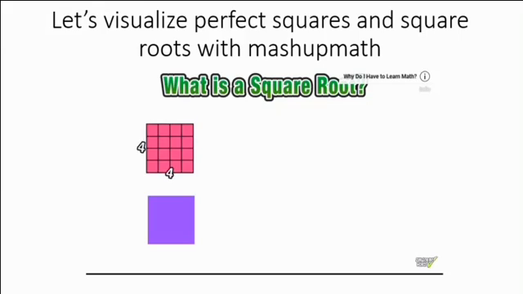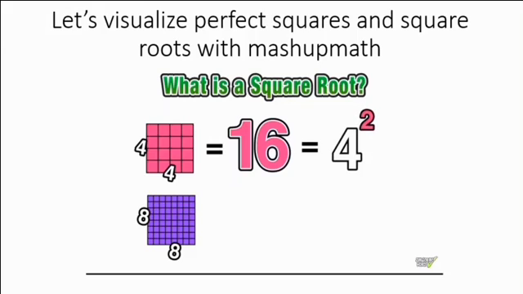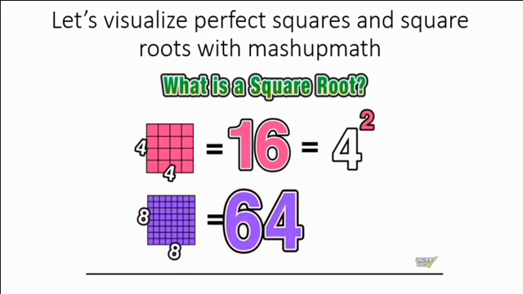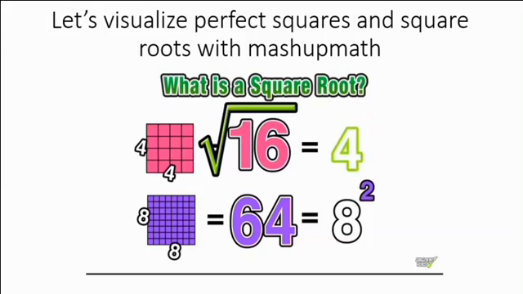So now we can revisit the two perfect squares from earlier, and that was the 4 by 4 square and the 8 by 8 square. Now 4 times 4, if we think of this in terms of area, is 16, which is equal to 4 squared. And 8 times 8 is equal to 64, which we know is equal to 8 squared. Notice again that 4 and 8 are both whole numbers. Now if we take the square root of 16, our result is 4, and if we take the square root of 64, our result is 8.